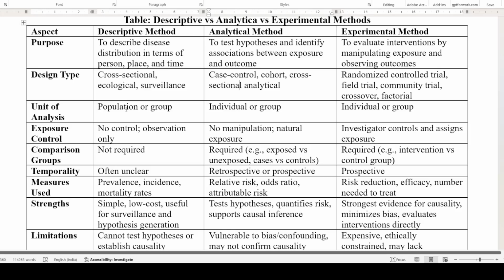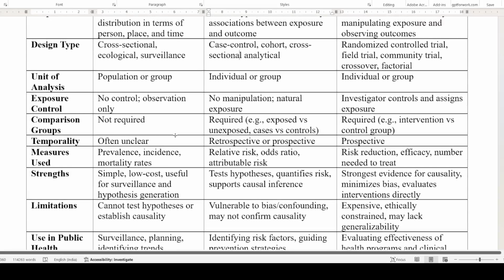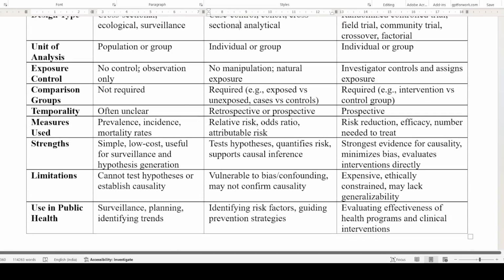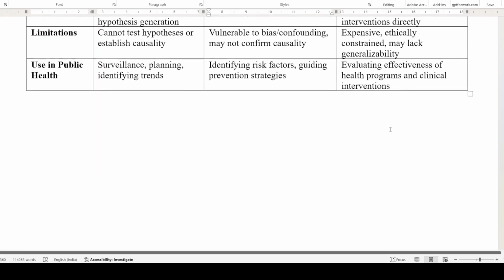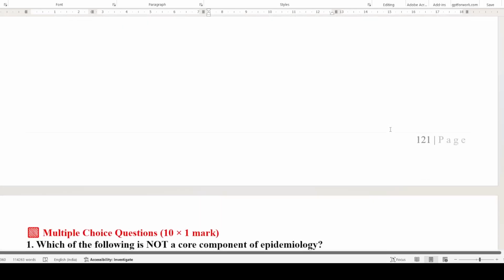Now, for the unit of analysis, we have a population or a group in descriptive, an individual or a group in analytical, and an individual or a group in experimental. For exposure control, there is no control in observational studies; we are just observing them. There is no manipulation in analytical, while investigator controls are there in experimental methods. So this is your methods of epidemiology.